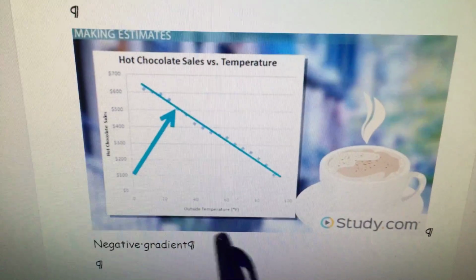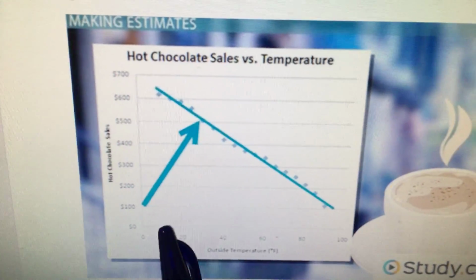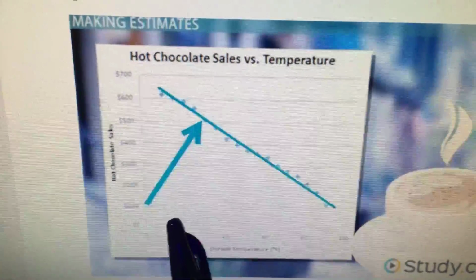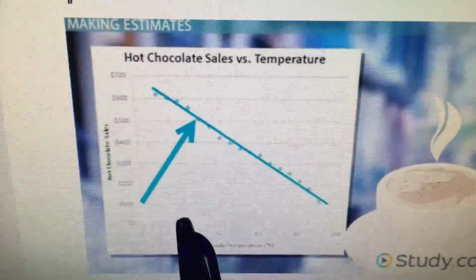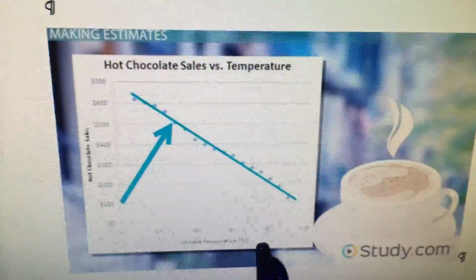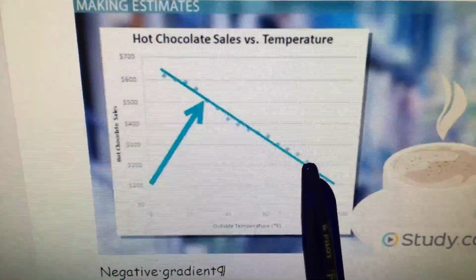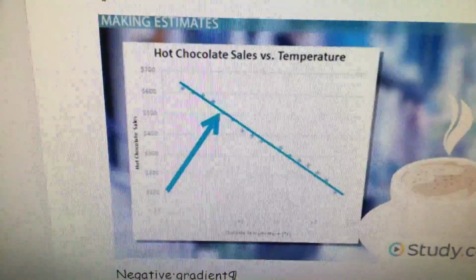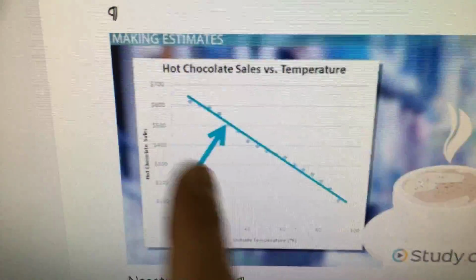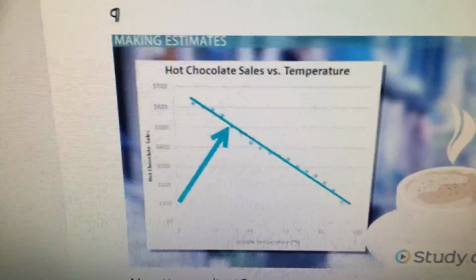So as I mentioned, if you're in a cold environment, and we've got a cold temperature down here, so if you're in Hobart with a hot chocolate cafe, you're probably going to make a lot of money. If you're up in Cairns, where there's temperatures 30 degrees Celsius to 40 degrees Celsius, not many people are going to be buying hot chocolate, so you're not going to make as much money. And so we've got a negative gradient because as we go left to right, we're going downhill.